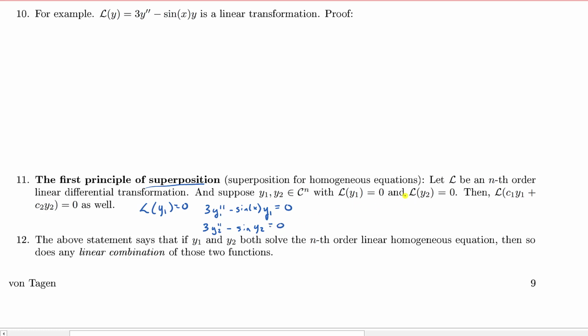So this statement is this expression right here. What superposition is claiming is that any linear combination of those two solutions will again output a 0. So, for example, if C1 were 2 and C2 were minus 5, then 2y1 minus 5y2, if you do this linear transformation to that sum, you're going to get out a 0.